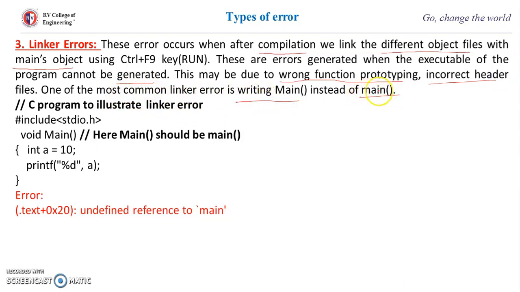So here everything should be in small letter. If we make this M capital, then it will give us a linker error. So wrong function prototyping, or incorrect header file. And you can see in this example, here we have written Main with a capital M, it should have been a small m here. Okay, so this is the error.